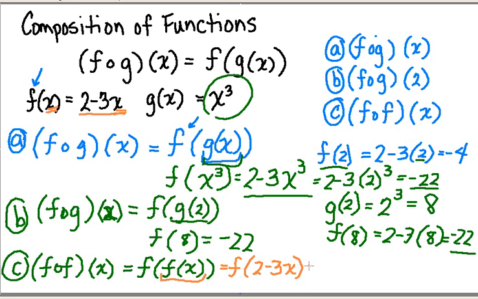So f of 2 minus 3x is going to be equal to 2 minus 3 times, in place of my x here, I'm going to enter that whole thing, which is 2 minus 3x. Now all I have to do is expand this out. I get 2, and I'm going to distribute this, minus 6 plus 9x, or this is equal to negative 4 plus 9x. So I just wanted to show you that you can compose a function with itself, and that is the composition of functions.